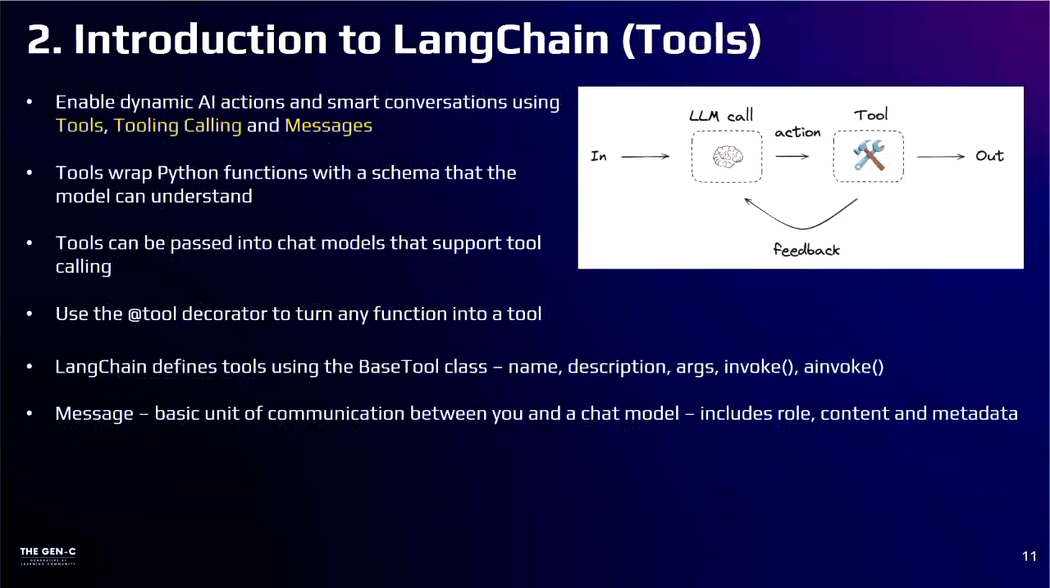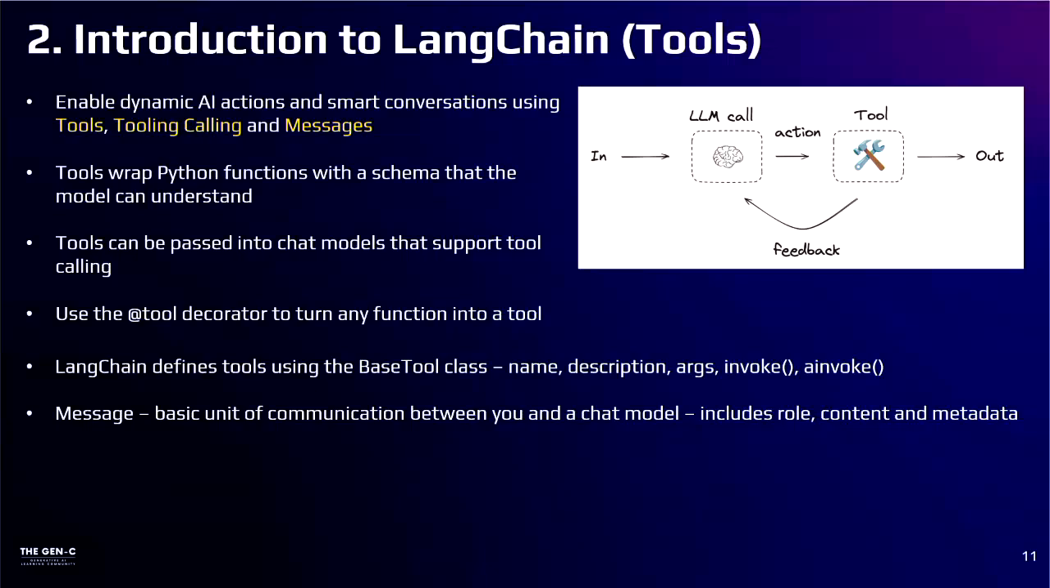So, about LangChain tools. You can enable dynamic AI actions and smart conversations using tools, tool calling, and messages. Tools let your AI interact with the real world, like using a calculator, fetching data, or triggering workflows. Tool calling enables the AI to trigger real-world actions via functions. Messages are how you and the AI communicate, structured by roles like user, assistant, and tool, and enriched with content like text or images. Tools also wrap Python functions with a schema that the model can understand, and tools can be passed into chat models that support tool calling.